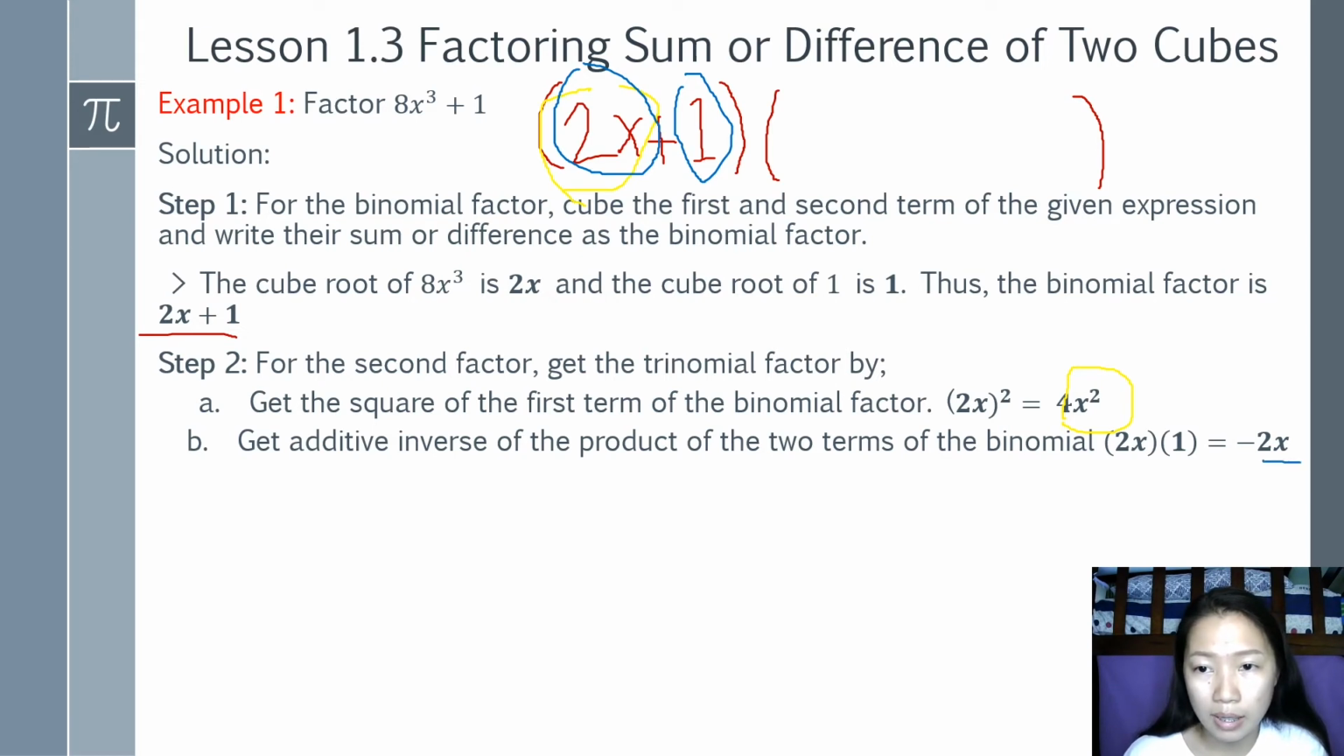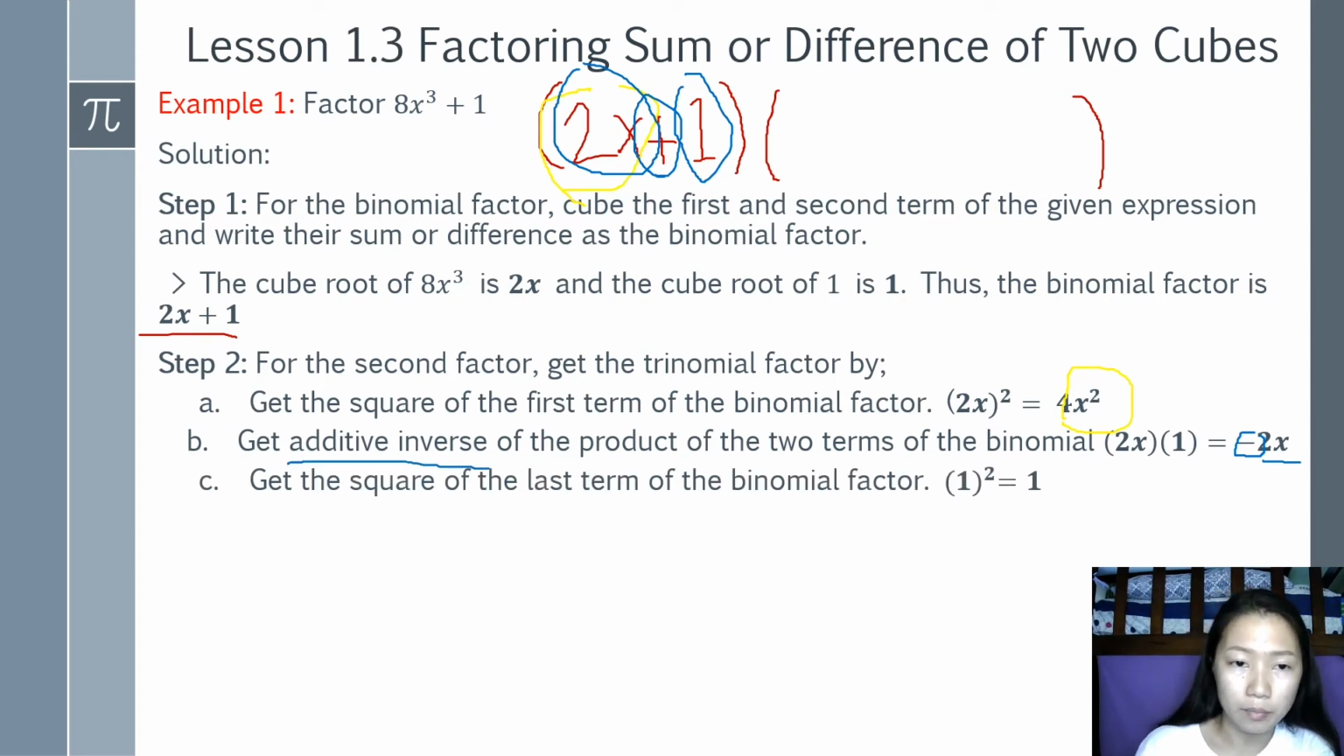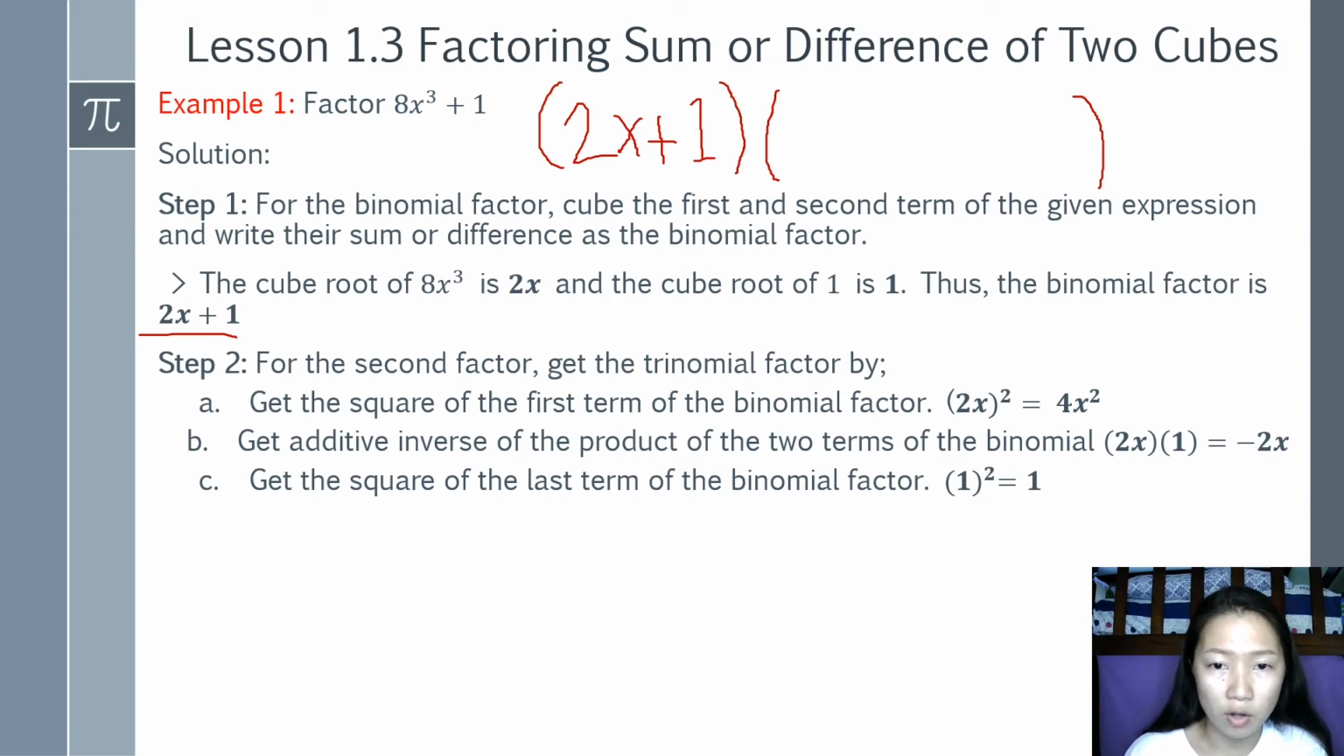Ma'am, bakit po may negative? Remember, kapag plus yun, magiging minus yung sagot natin. Kasi, dahil additive inverse. Letter C. Get the square of the last term of the binomial factor. Kukuhanin mo na lang yung square ng last term ng binomial factor na nagawa mo. Asan ang last term? 1. Ano ang square ng 1? 1 times 1, 1. And that is the answer.